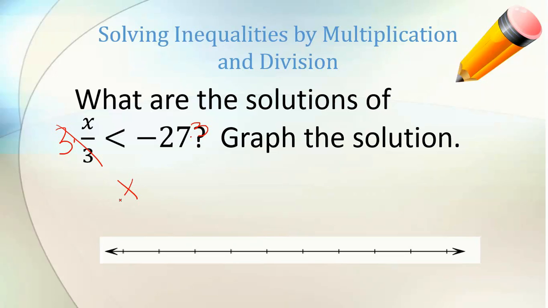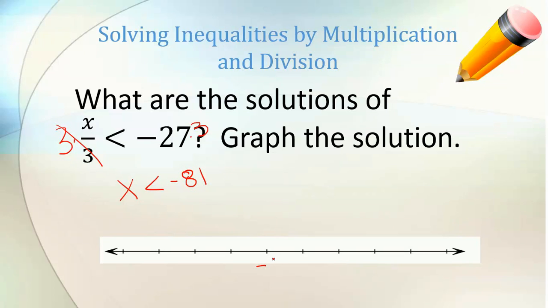I've gone over there. It's x. Now, I didn't multiply by a negative, right? So I don't need to flip the sign. Just because there's a negative in the problem does not mean you flip that sign, okay? It's only when you multiply or divide by the negative. So negative 27 times 3 is negative 81.